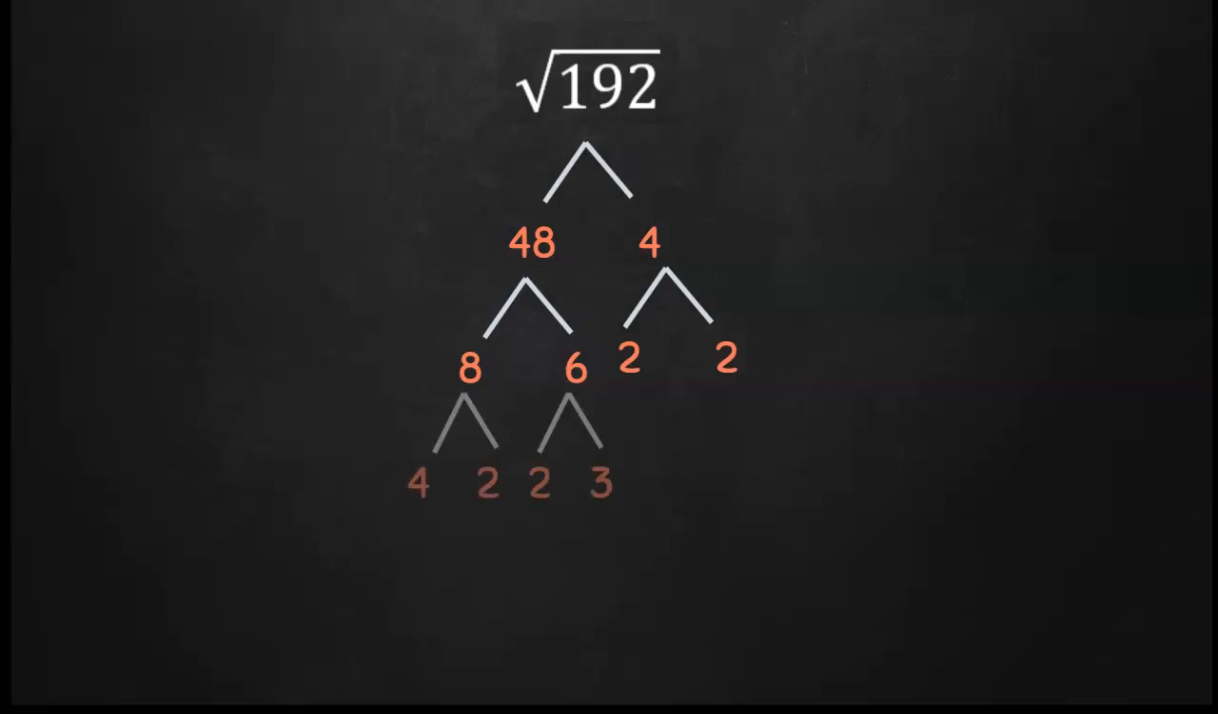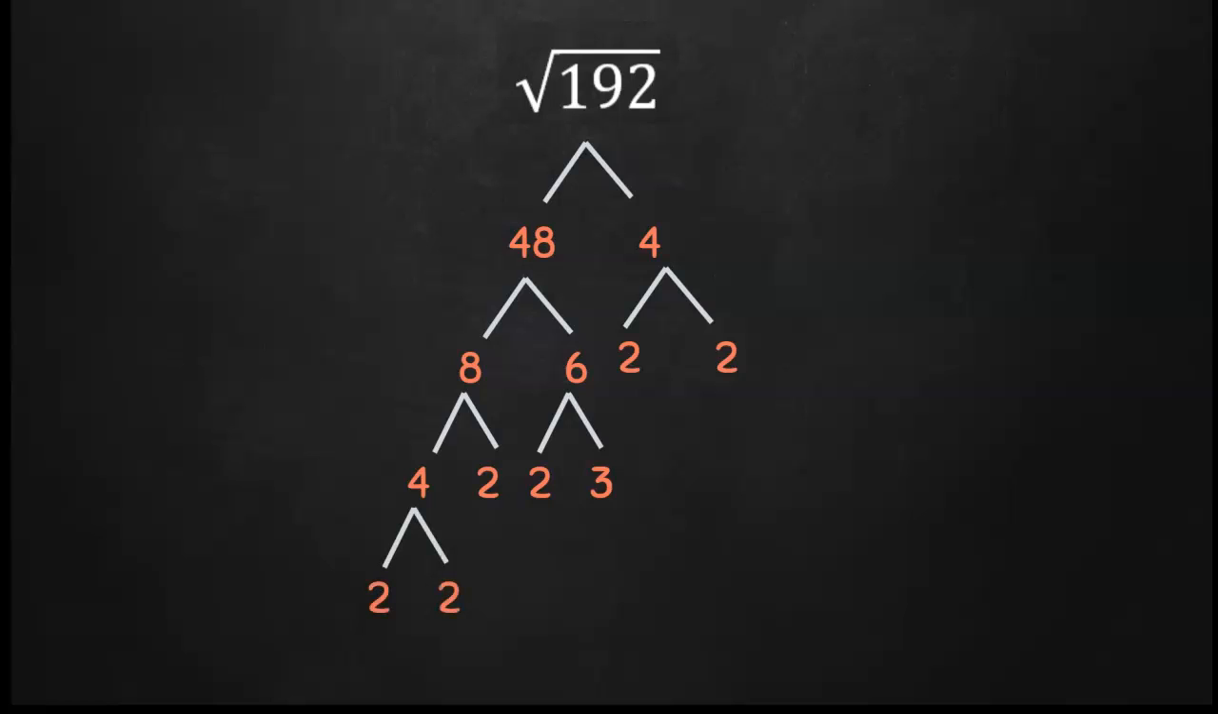Now I have 192. So let's find some factors. I have 48 times 4. I can break down the 48 into 8 and 6, and the 4 into 2 and 2. Again, the 8 and the 6 can be broken down even more, and then so can the 4 as well.